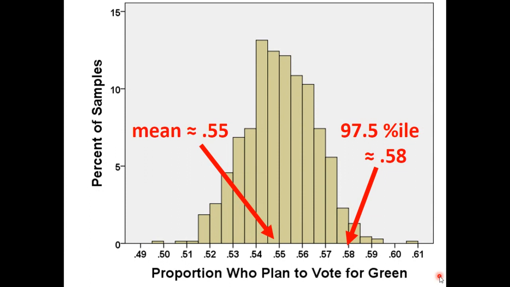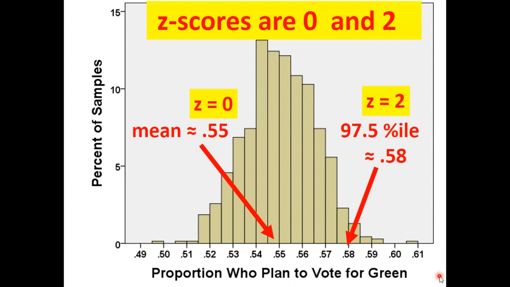When we're estimating these 2 scores, we just make our best guess. We want to estimate these 2 scores because we know they're 2 standard deviations apart. The z-score of the mean is 0, and the z-score equivalent to the 97.5th percentile is 2. We know that 0.55 and 0.58 are 2 standard deviations apart because their z-scores are 0 and 2.